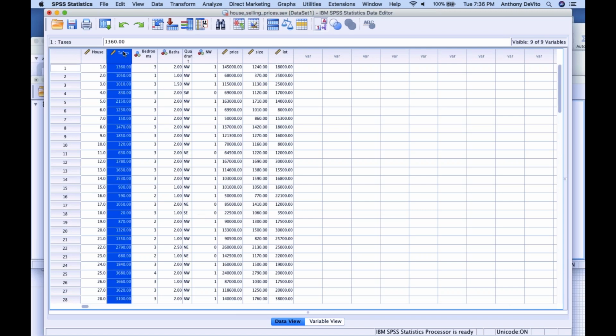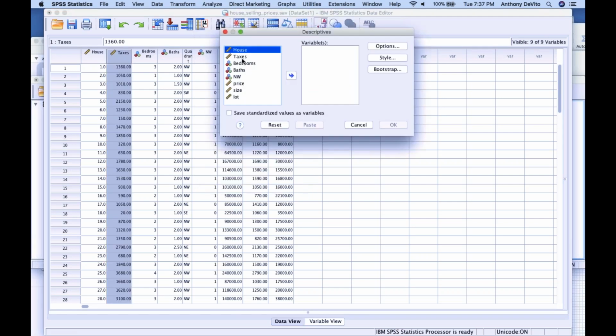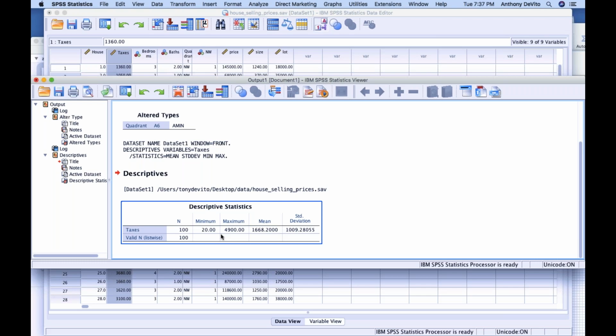Oh, taxes, and this is say for some community where we want to know what the average taxes people are paying. For instance, we randomly sample 100 homeowners, and we ask them how much taxes they're paying. We want to know what the average is. So how would I do that? I go here to analyze, descriptive statistics, descriptives, and I say I want to know what the average and standard deviation are for the taxes in this sample. And it calculates it for me. It tells me that the average taxes paid is $1,668, and the standard deviation for the taxes, wow, a lot of variability there, is 1,009, right?